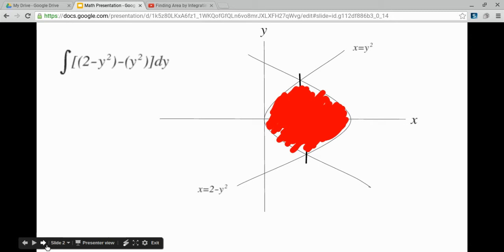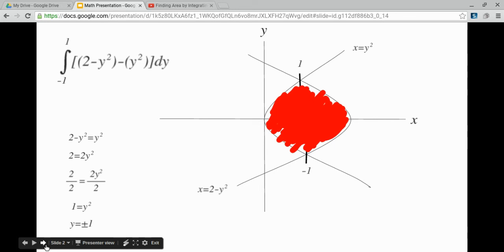So to find that, you would set the two equations equal to each other, so that would be 2 minus y squared equals y squared, and you would solve for y. So that would be 2 equals 2y squared, because you would bring that y squared over. Then divide both sides by 2, so we have 1 equals y squared. So then y would equal plus or minus 1, which means that the two y values are 1 and negative 1. So the limits of integration are 1 and negative 1.